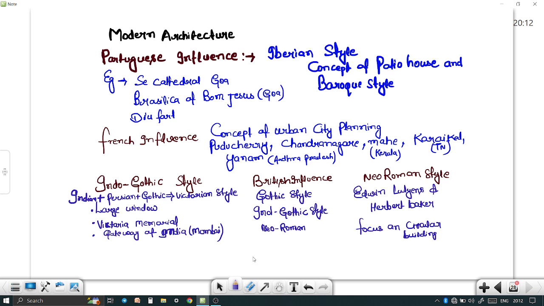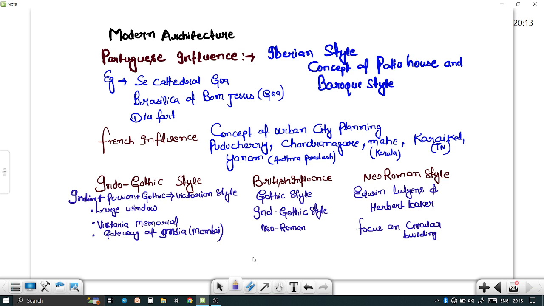The buildings are large and elaborate with thinner walls compared to the Indo-Islamic era. The arches were pointed, unlike the curving arches of the Indo-Islamic era. Large windows are unique features of the Victorian style. Examples are Victoria Memorial in Kolkata and Gateway of India in Mumbai.